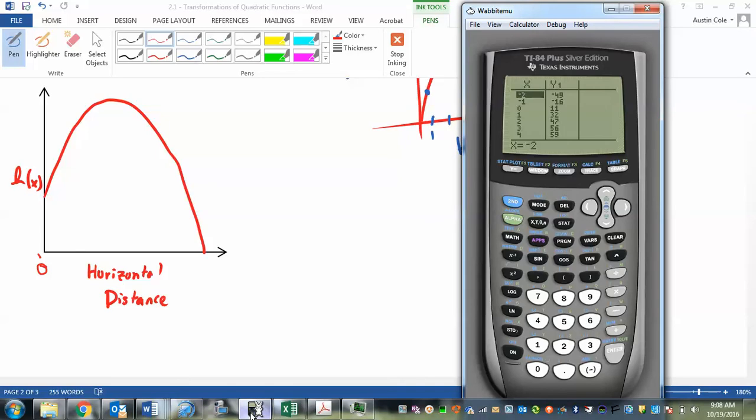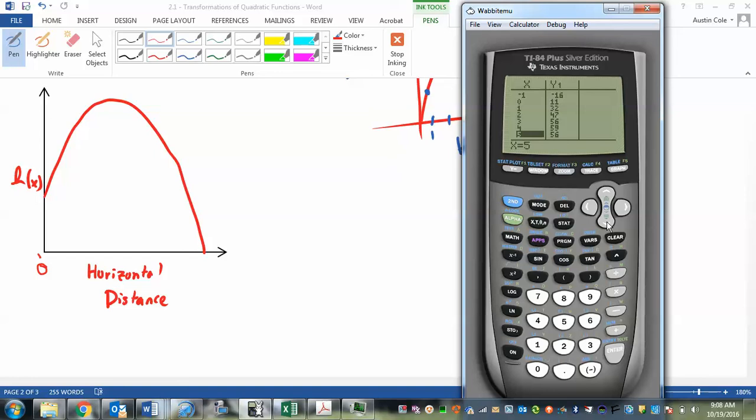Okay? Now, hang with me here. After going 1 foot horizontally, we're up 32 feet. After 2 feet, it's 47 feet in the air. 3 feet, 56. 4 feet, 59. 5 feet, 56. So the highest is 59. That has to be it.